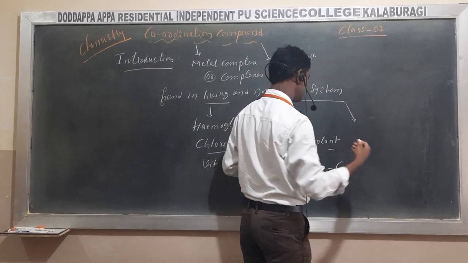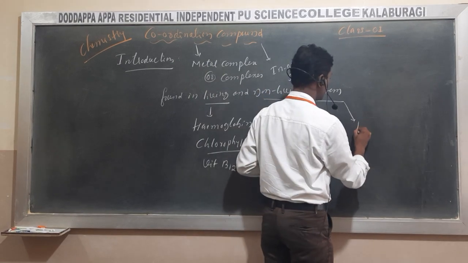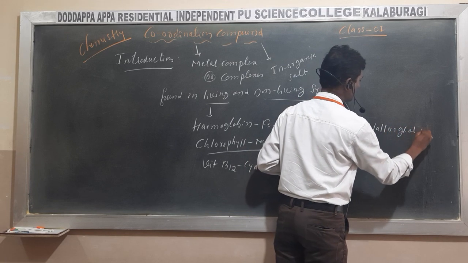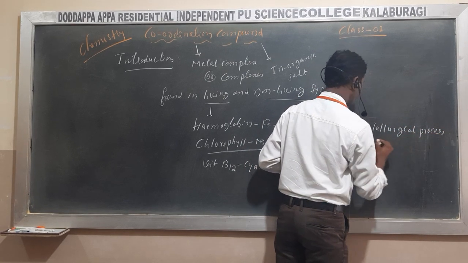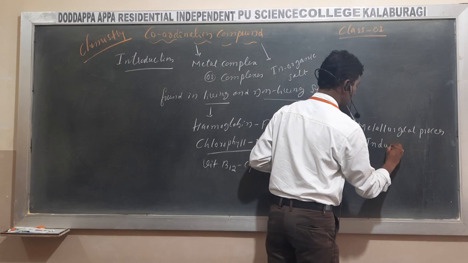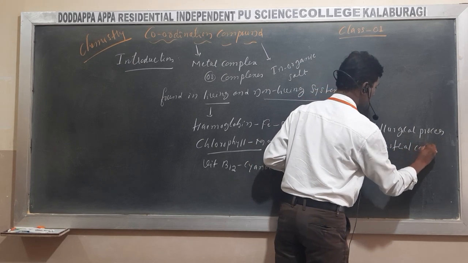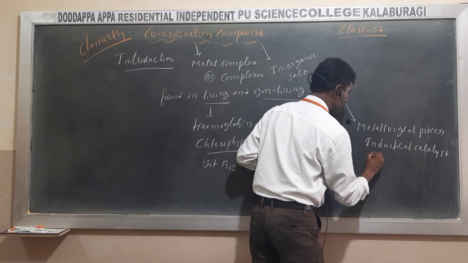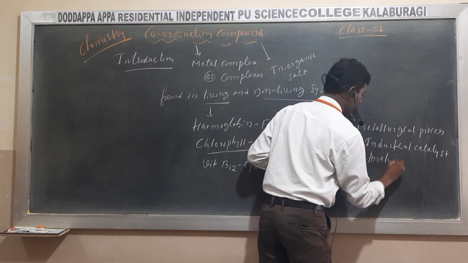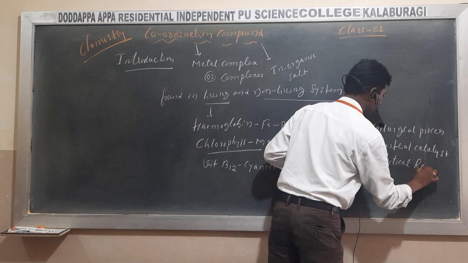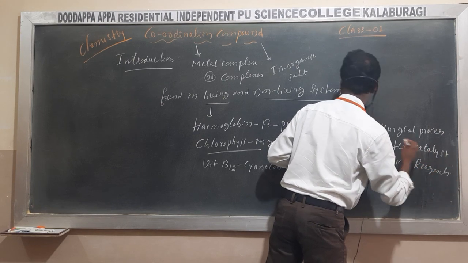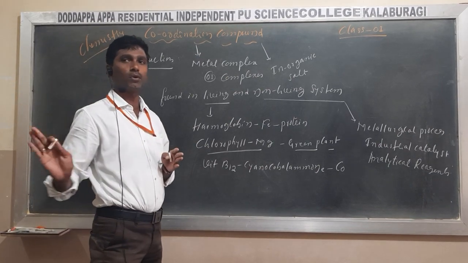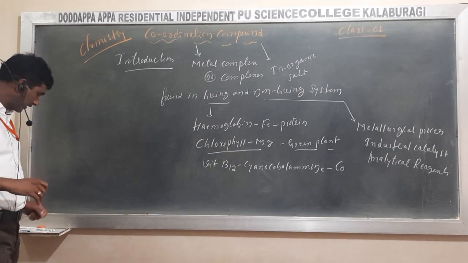The next is the non-living system. These coordination compounds are used in many metallurgical processes, and also as industrial catalysts. And next, they are used in analytical reagents. So this is the introduction about coordination compounds.